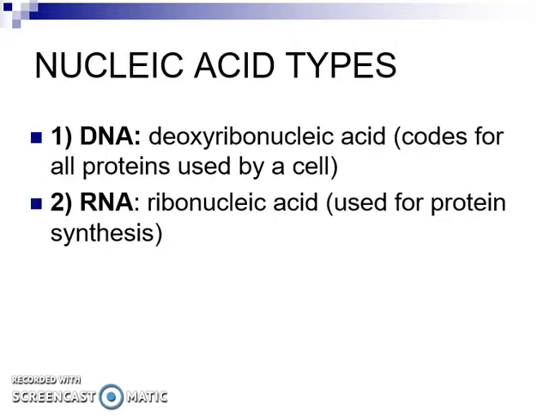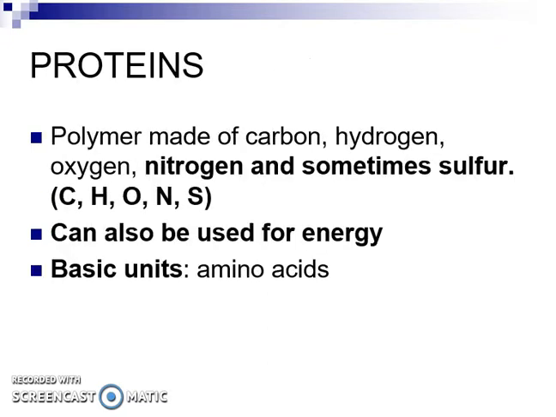But there are two different types of nucleic acids. You have DNA, which is deoxyribonucleic acid, which codes for all proteins used by a cell. And then you have RNA, which is ribonucleic acid, which is used specifically for protein synthesis, or making proteins. Quiz time. Where do you make proteins inside a cell? Hopefully you said ribosomes. Very good job.